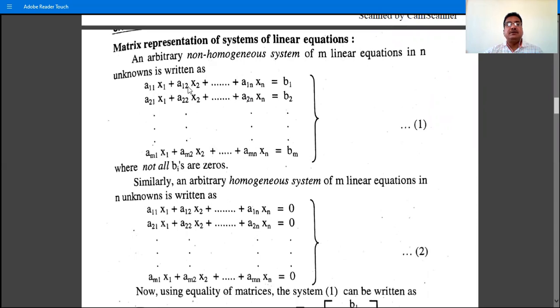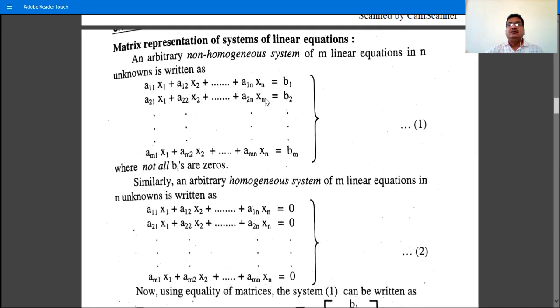So a11 x1 plus a12 x2 plus a1n xn is equal to b1. Similarly, the second equation and third equation. There are n unknowns, what are they? x1, x2, xn. These are unknowns, these are constants, and the number of equations is m. This is the first equation, this is the second equation, and this is the mth equation.